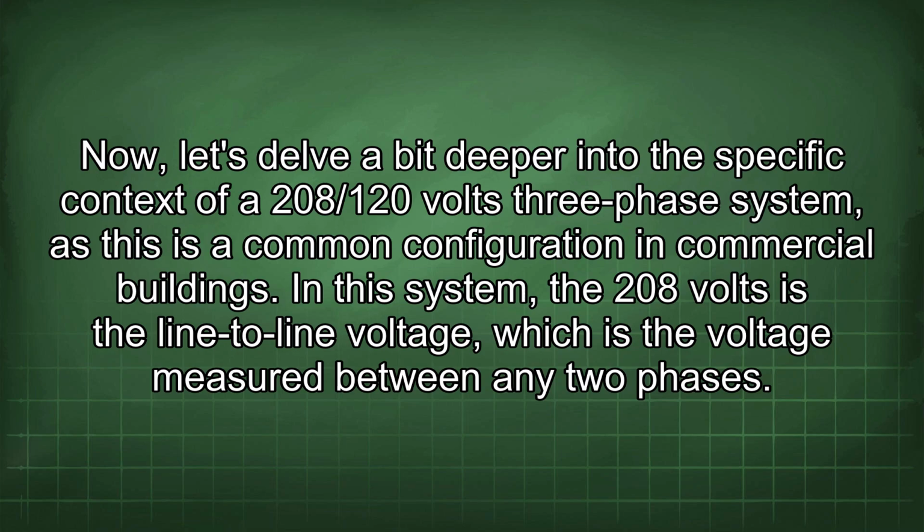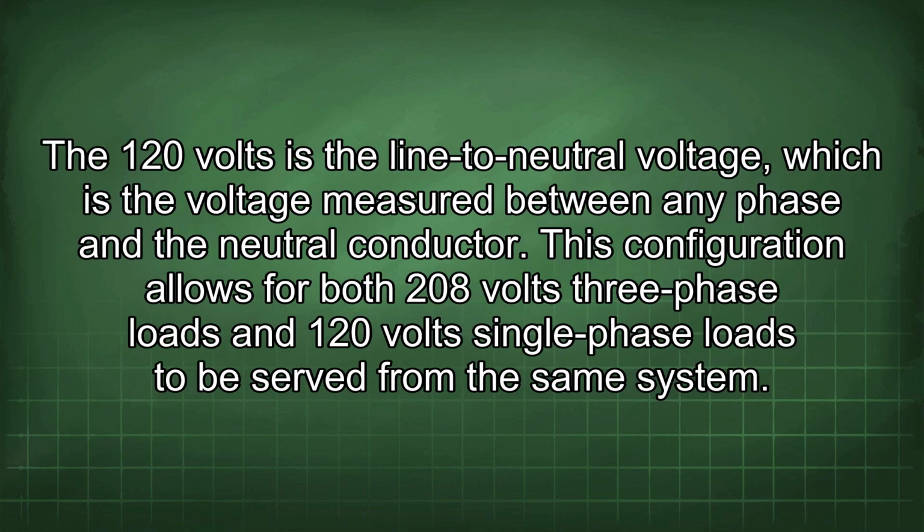Now, let's delve a bit deeper into the specific context of a 208/120 volts three-phase system, as this is a common configuration in commercial buildings. In this system, the 208 volts is the line-to-line voltage, which is the voltage measured between any two phases. The 120 volts is the line-to-neutral voltage, which is the voltage measured between any phase and the neutral conductor. This configuration allows for both 208 volts three-phase loads and 120 volts single-phase loads to be served from the same system.